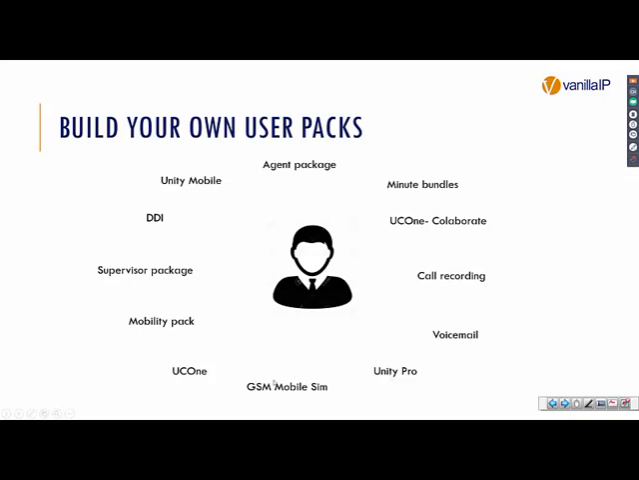GSM SIM cards, so bringing mobility into the same pack. UC1, the more traditional soft phone, either for mobile or for the PC. And then round to things like the mobility pack. And for those of you who are familiar with the BroadWorks environment, this is going to bring in things like remote office, BroadWorks Anywhere, simultaneous rings and multi-device management in one place.